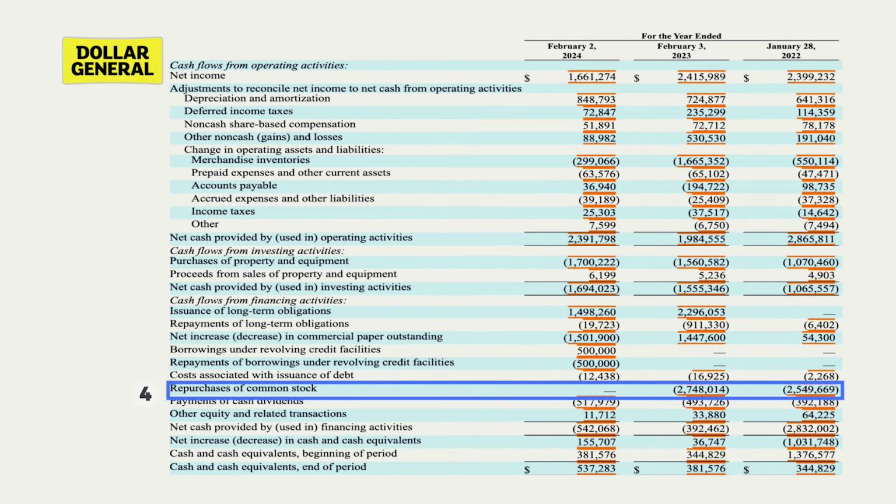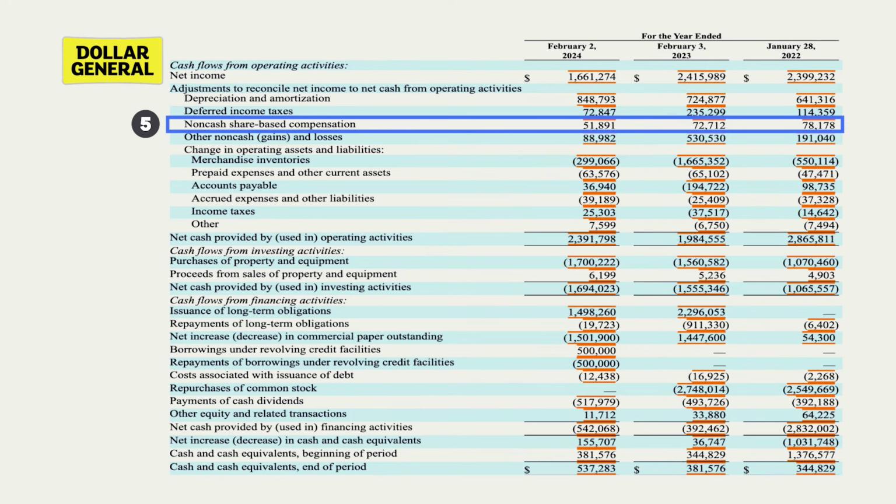Now, from there, the next number I pay attention to is what the company is doing with its stock. In this case, in 2022, we see that the company bought back about $2.5 billion in stock from its investors. In 2023, the company bought back $2.8 billion worth of stock from the public markets. However, the company did not buy any stock back at all during 2024.